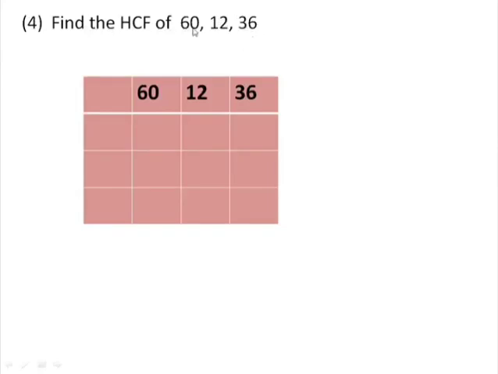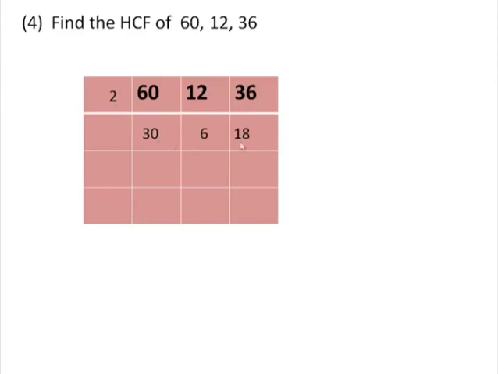Till now we have factorized all the three numbers separately. But you can do this method also for finding the HCF. But children, here in this case you have to find the factor that is common to all the three numbers. Now here, as all three numbers are even numbers, you can take 2 as first factor. So when you divide 60 by 2, you will get 30. Now for 12 also, when you divide it by 2, you will get 6. And when you divide 36 by 2, you will get 18.